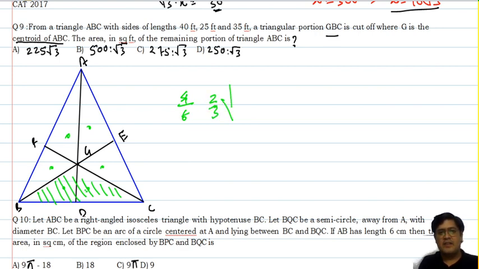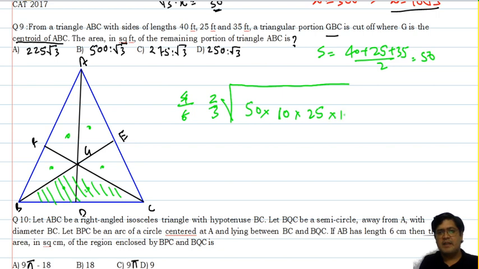Now what is the area of the triangle? The area of the triangle is root of S into S minus A, S minus B, S minus C. What is the semi-perimeter? It's 40 plus 25 plus 35 divided by 2. This is 60 and 40, 100, that is 50. So 50, 50 minus 40 is 10, 50 minus 25 is 25, 50 minus 35 is 15.